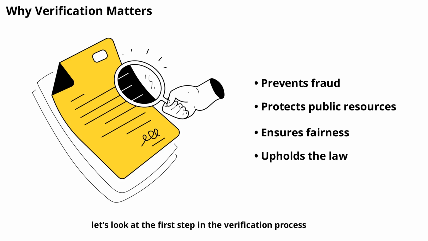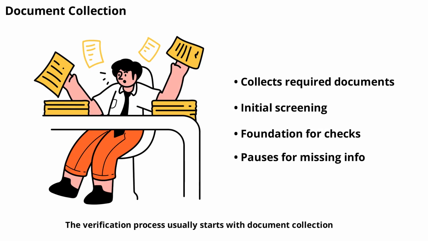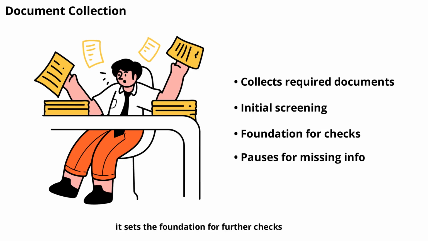Next, let's look at the first step in the verification process: collecting the right documents. The verification process usually starts with document collection. Applicants are required to submit specific documents, such as identification cards, proof of address, or business licenses, depending on the service they're seeking. Government staff carefully review these documents to ensure they meet all requirements. This initial screening is crucial because it sets the foundation for further checks. If any document is missing or appears suspicious, the process is paused until the issue is resolved.